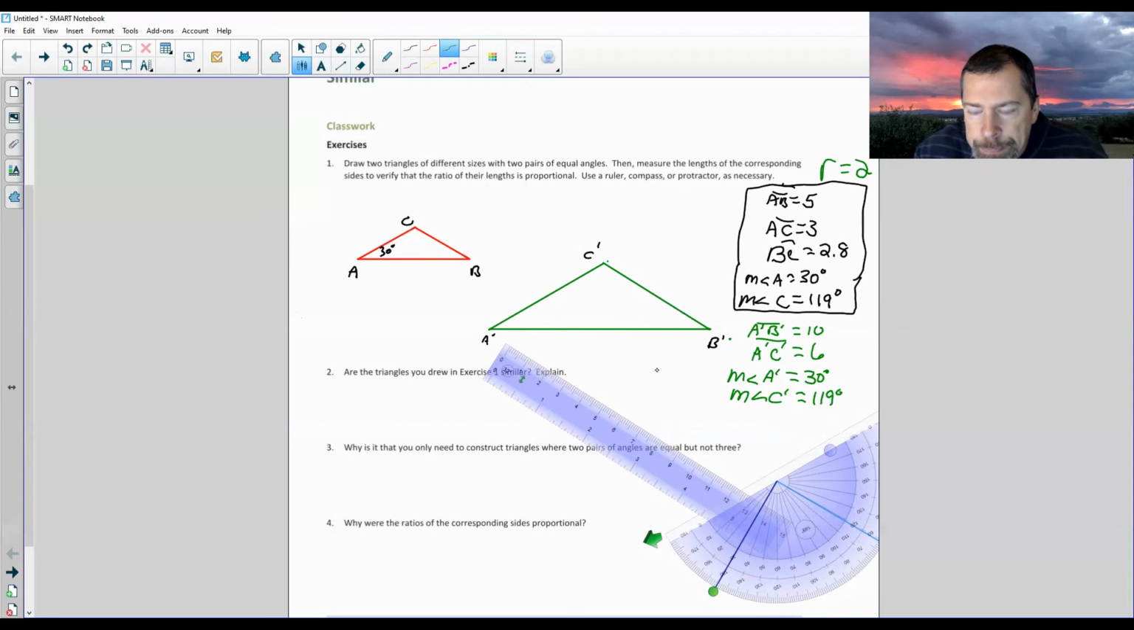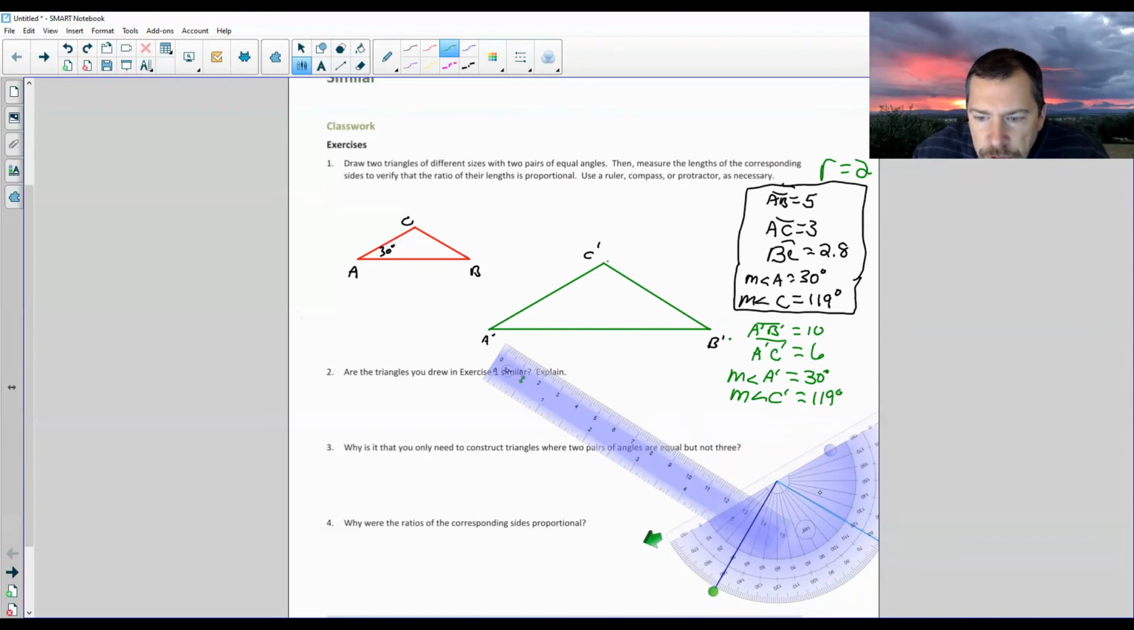Okay, so now that that's done, if I measured B prime C prime, it should be twice as long as BC. The measure of angle B should equal angle B prime. So that's how I'm going to check to see if this works.